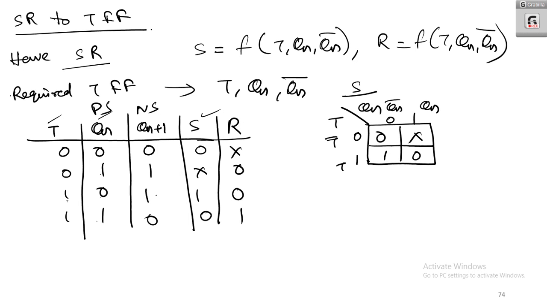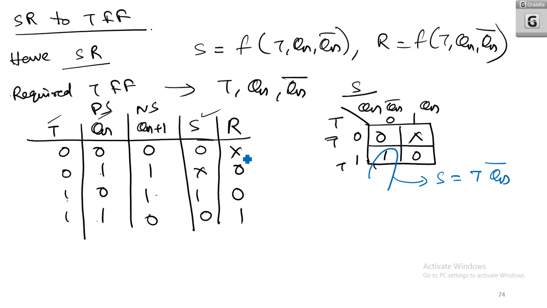So here you can have only this element. So what is that? That is T Qn bar. So we can write S is equal to T Qn bar. Only one term is there, so S is equal to T Qn bar.